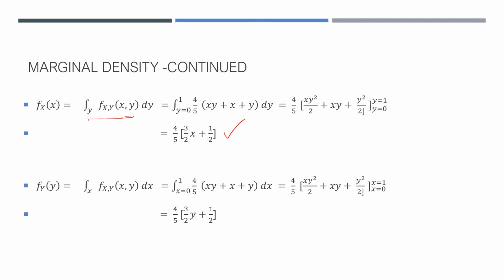The same way, if you are trying to find the marginal density function of y, which is nothing but the PDF of y, you have to vary the values of x. So x ranges from 0 to 1, and even in this case, you'll get the same answer as the previous one because the limits are the same.